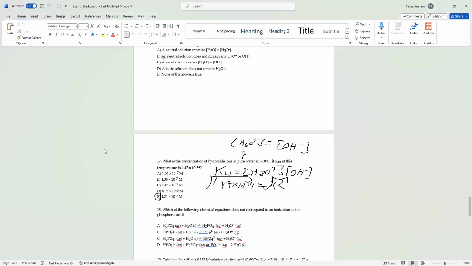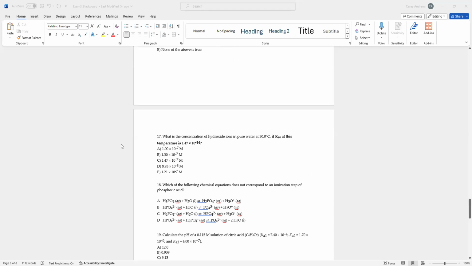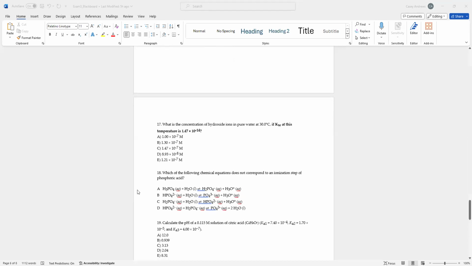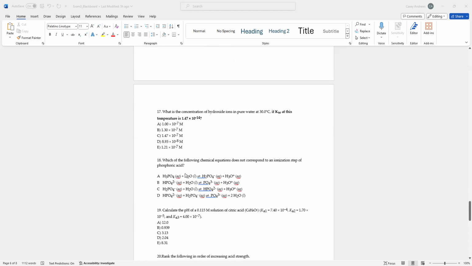18. Which of the following does not correspond to an ionization step of phosphoric acid? So we are looking for D, right? What's happening here is phosphoric acid is a polyprotic acid, so in every single step, it's interacting with water and acting like an acid. And D, it's not interacting with water. So that's actually not something that happens to phosphoric acid.